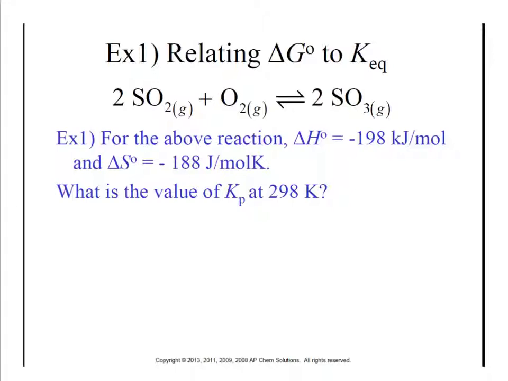So here's our example. We're going to do sulfur dioxide reacting with oxygen to form sulfur trioxide, and this is at equilibrium. So the values that we're given are our enthalpy, our entropy, and it wants to know what Kp is. But wait, Mr. Jones, we weren't given an equation to find equilibrium based upon enthalpy and entropy. No, we were not, but we can use those two values right there again to find our Gibbs free energy, and then we can use our Gibbs free energy to find the equilibrium.